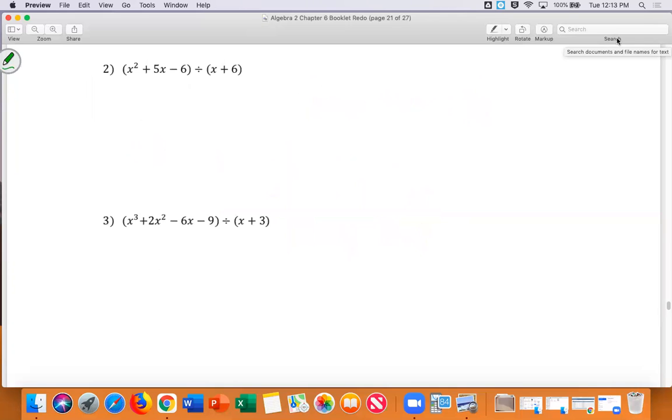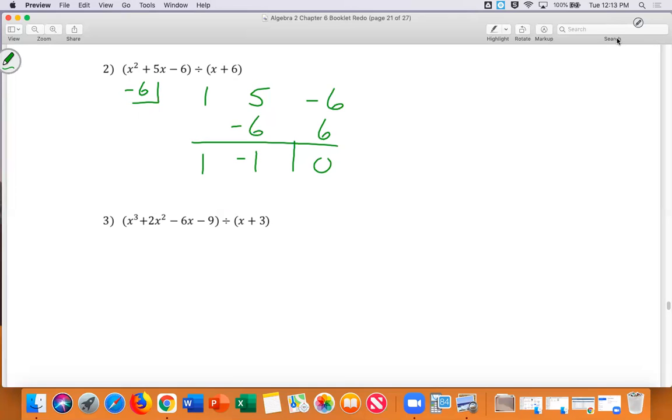So for this one, negative 6 goes in the box, then it's going to be 1, 5, and negative 6. The 1 drops down. Negative 6 times 1 is negative 6. 5 plus negative 6 is negative 1. Negative 6 times negative 1 is 6. And we get 0. So my answer would be x minus 1. All right. This tells me that x plus 6 is a factor, and the remaining polynomial is x plus 1. You okay? Or minus 1, sorry. Thanks.